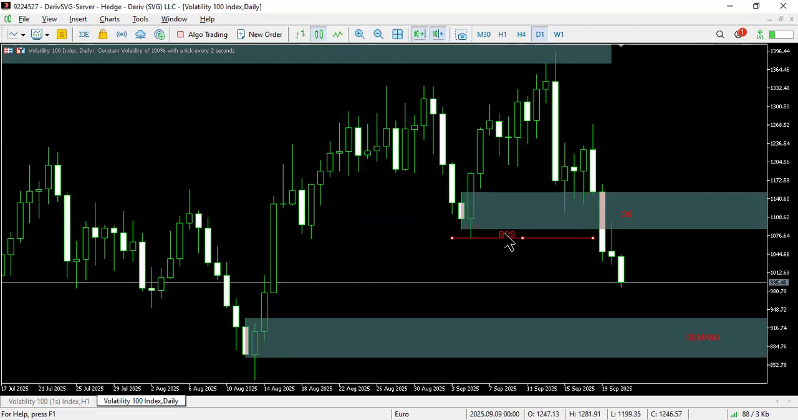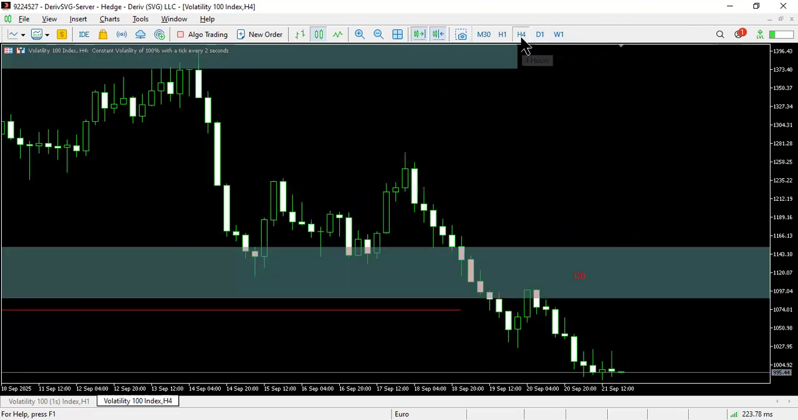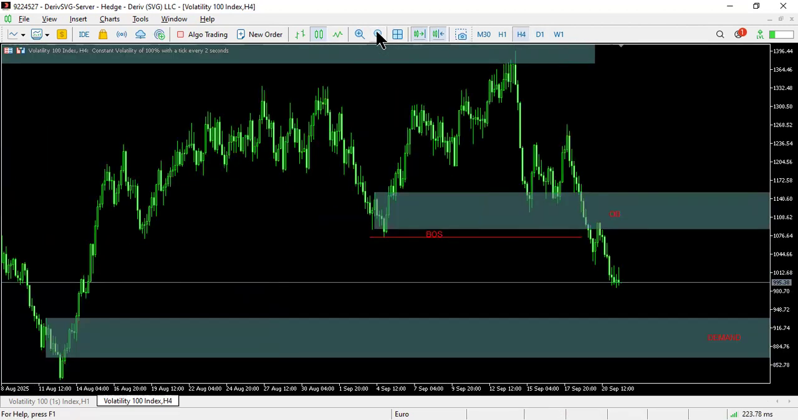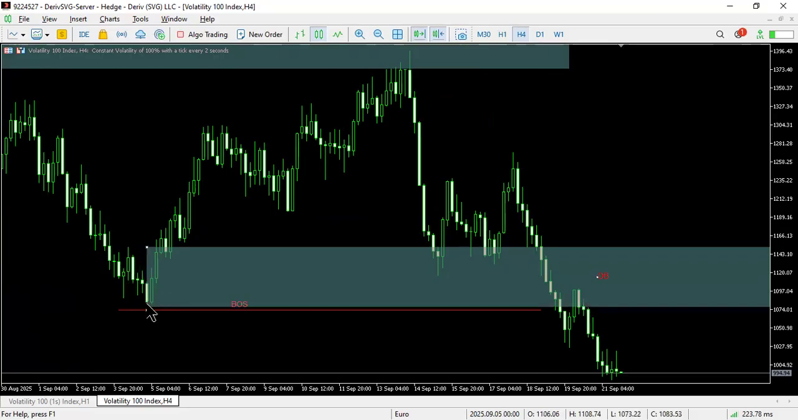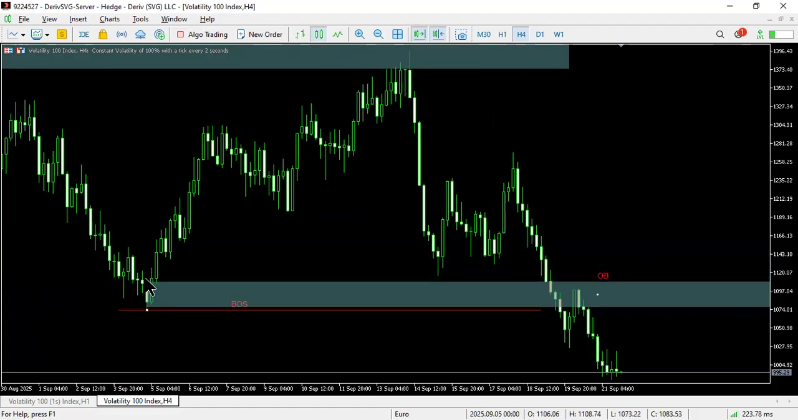So that is the break of structure on the daily time frame. That is the order block. I'm waiting for price to go and tap in there for a move to the downside. When I move to the 4 hours, from the 4 hours, it looks like that order block has been mitigated.